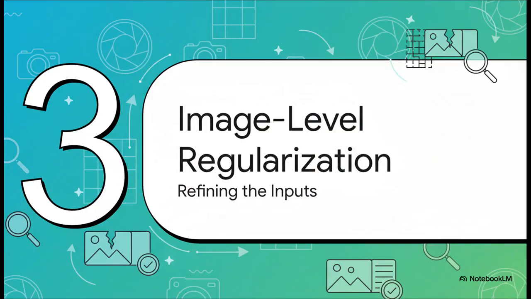All right, let's start with that first level, image-level regularization. This is all about data prep. You know the old saying, garbage in, garbage out? Well, it's 1,000 times more true for these huge AI models. The researchers here are basically acting as master chefs, making sure only the absolute best ingredients go into their recipe.